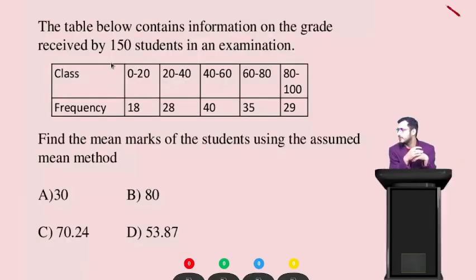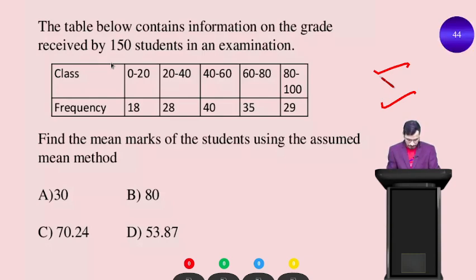Now we have another question here. The table below contains information on the marks received by 150 students in an examination. You can see the table here, class and frequency. Find the mean marks of the students using the assumed mean method. So students, for this question I am giving you 60 seconds.